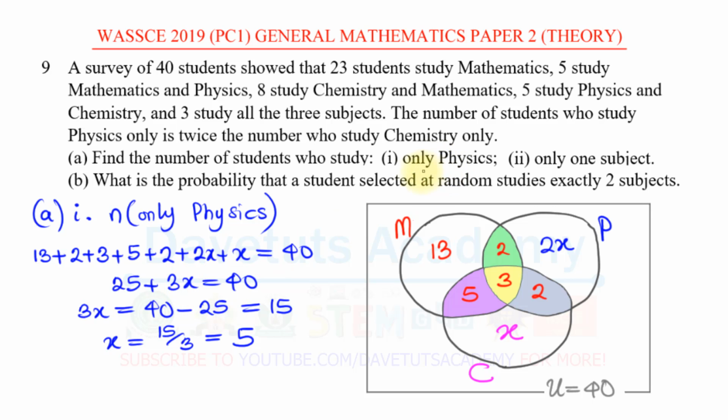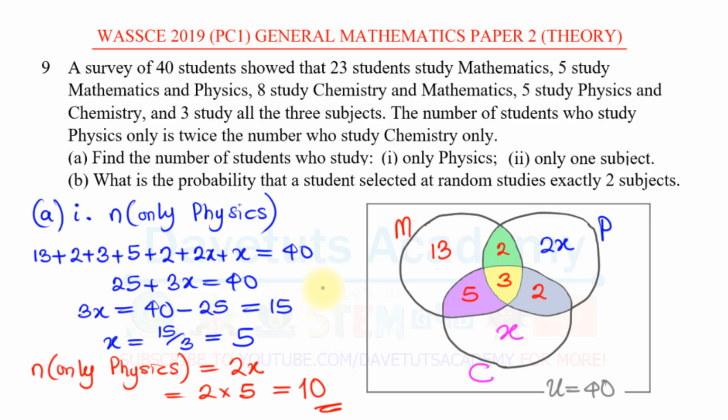But they didn't ask us for x. What did they ask us? Students that studied only physics. So the number of students that studied only physics, from our diagram, we know it was gotten as what? 2x. So 2x, and that is going to give us 2 times 5. And 2 times 5 is 10 students. So 10 students is the number of those who study only physics.